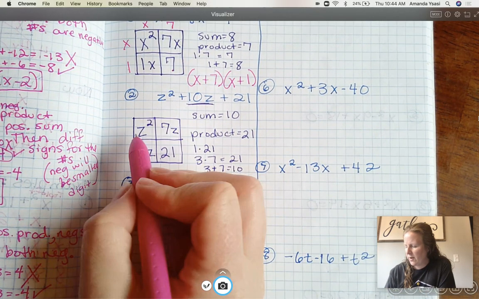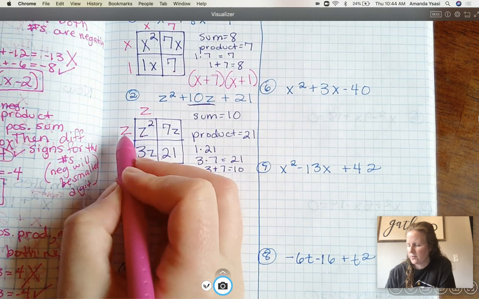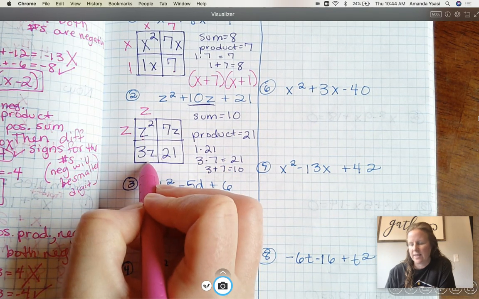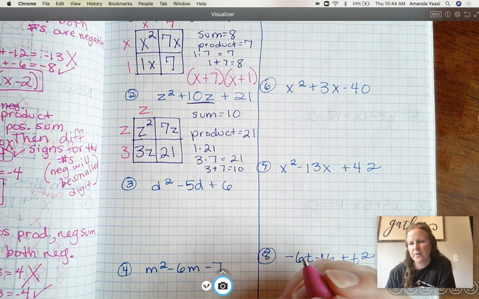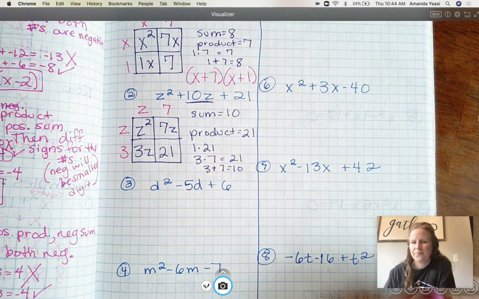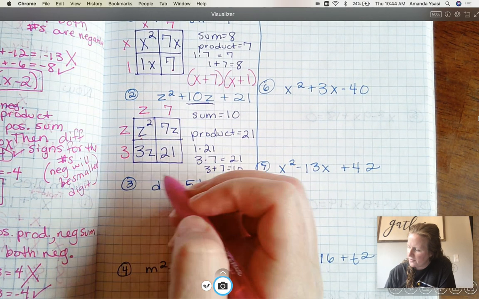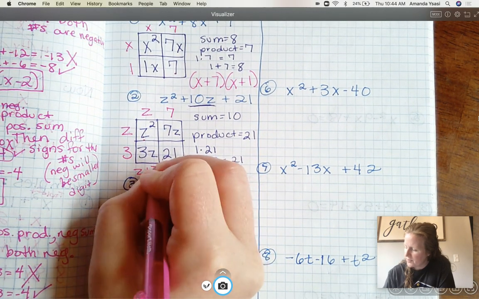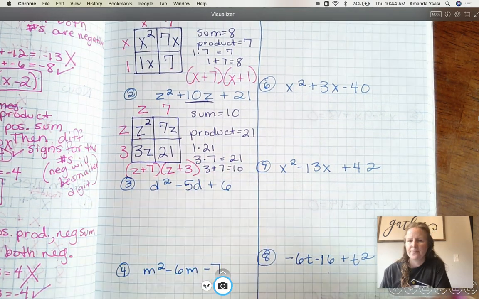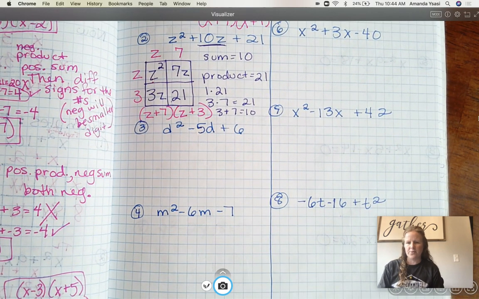Okay, so then we factor. So the only way to get z squared is z times z. So z times z, you get z squared. z times what gets 3z? And it's 3. And then z times what gets 7z? 7. So then everything's positive. All of this is positive, so all of this is positive. So z plus 7 and z plus 3 is our factor. Okay, hopefully you've already done 3 and 4. Let's do those together now.